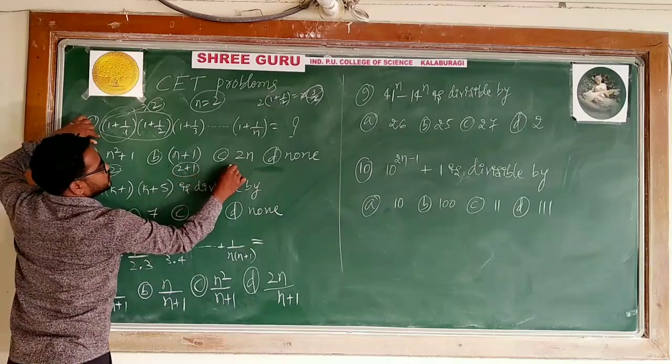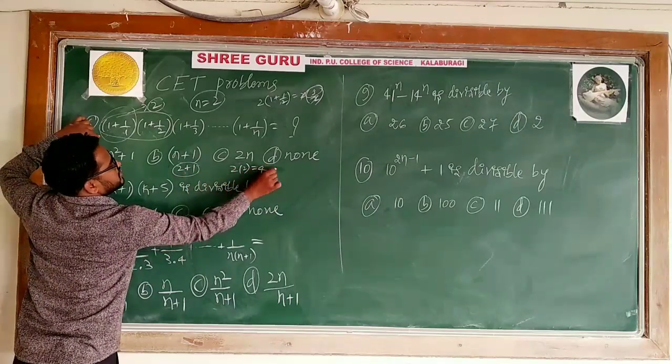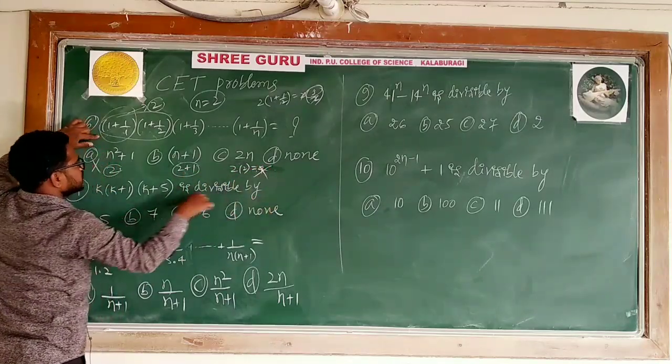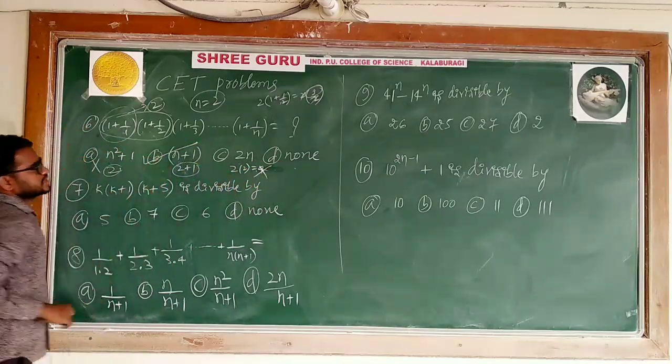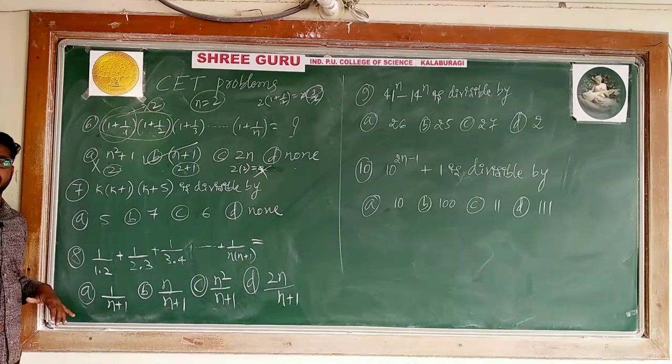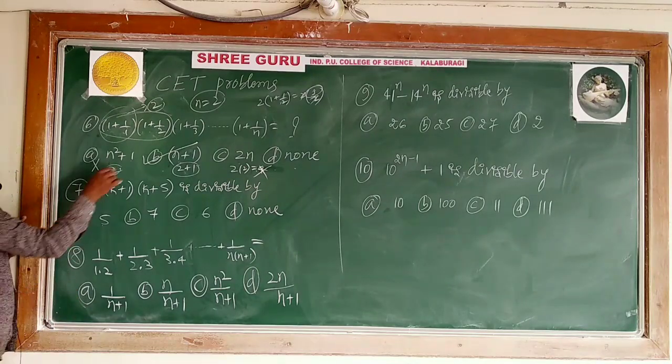Here, 2 into 2 is 4, so you are getting 4, which means this is not correct. This is also not correct, and this is also not correct. None of these is necessary because this 3 is what we are getting. Yes, this is the answer. Okay, is it clear?